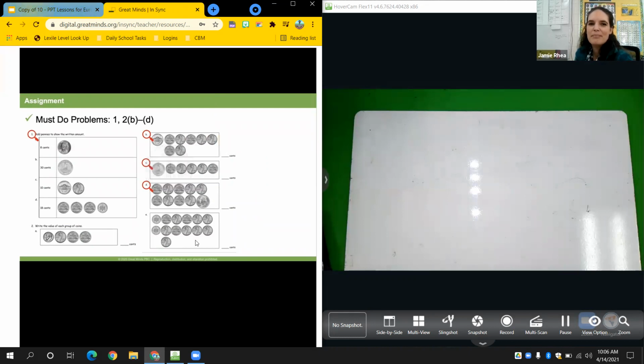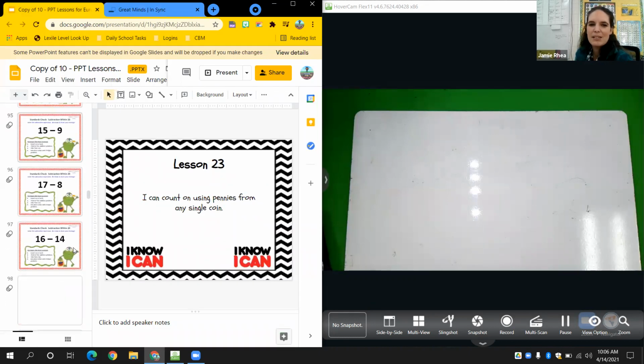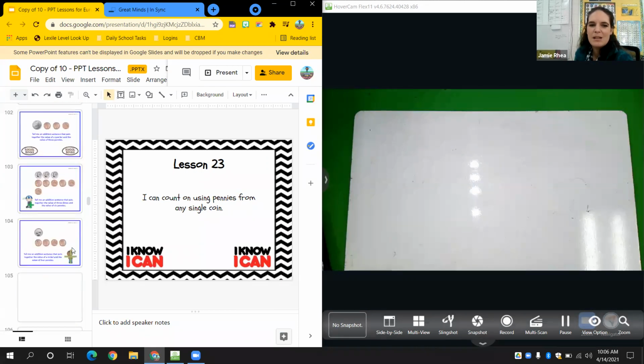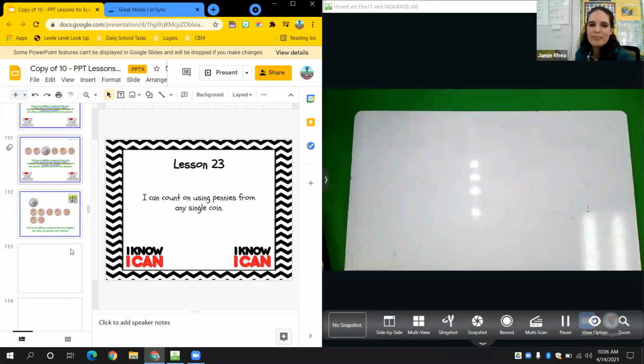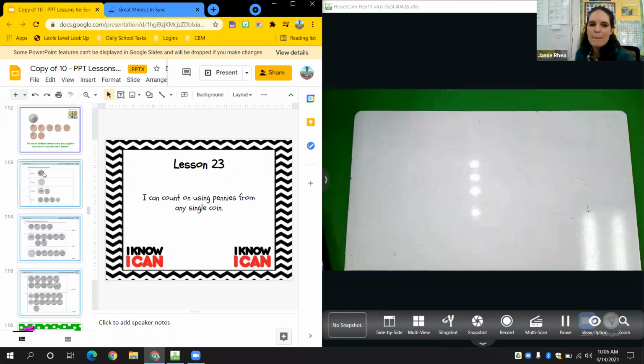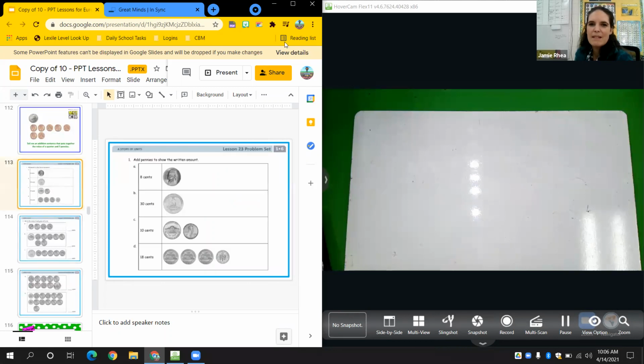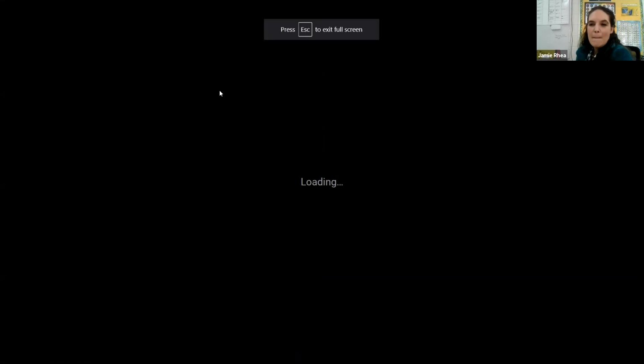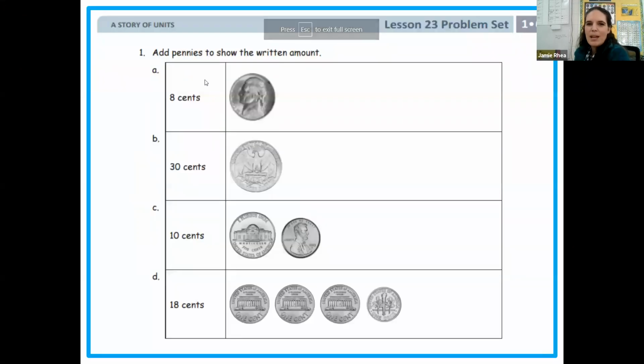Okay. Let's come back over here. Let's slide down here to our, if I can find it. There it is. Let's look at our problem set today. It says add pennies to show the written amount.